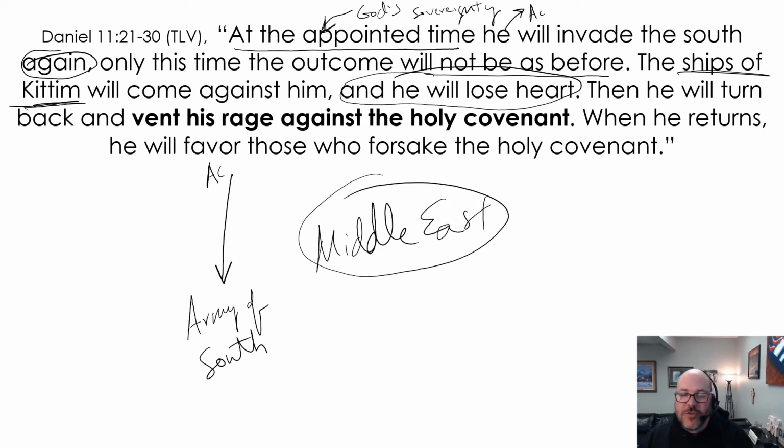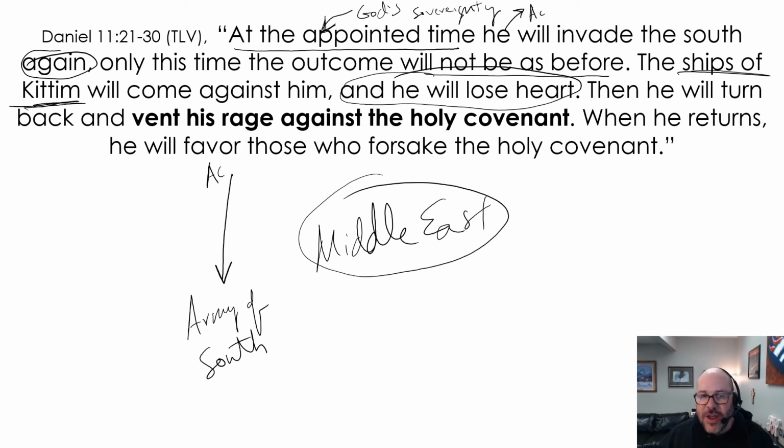When Daniel talks about the whole world, the whole known world at the time of Daniel was the Middle Eastern world. The whole world was not really discovered or part of the whole system that was going on here. So this is a Middle Eastern conflict that is occurring.